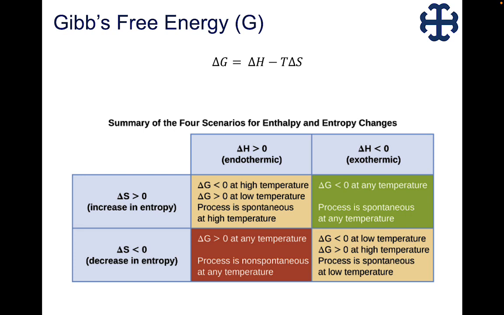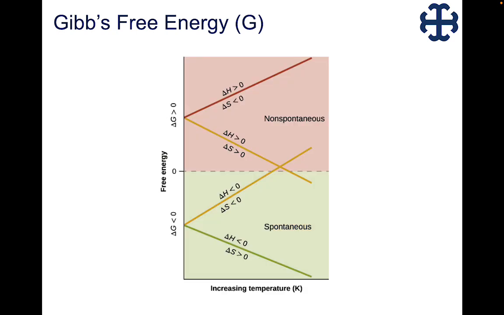And then, of course, the opposite is true, where if something is exothermic but has a decrease in entropy, that will be spontaneous at lower temperatures and non-spontaneous at higher temperatures. Okay? So hopefully that table is helpful for you thinking about processes and being able to identify whether or not something is spontaneous based on what we know about its enthalpy and entropy changes.